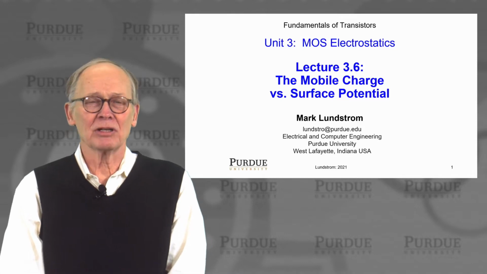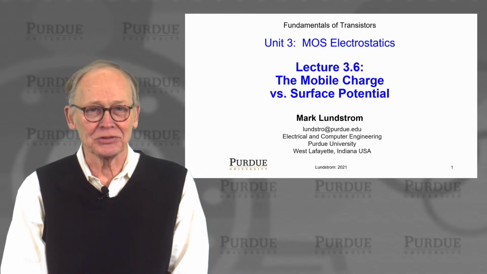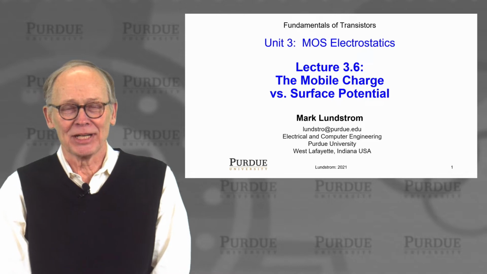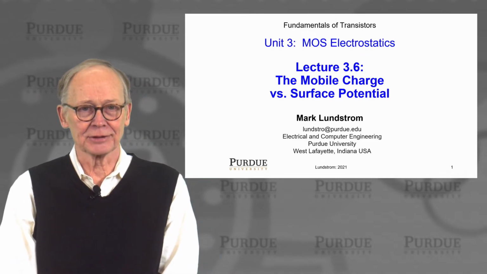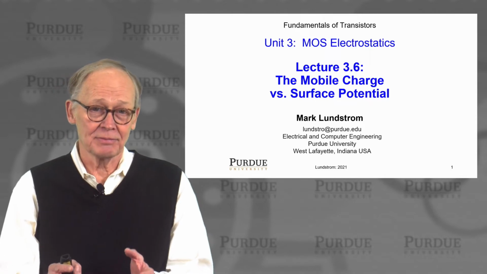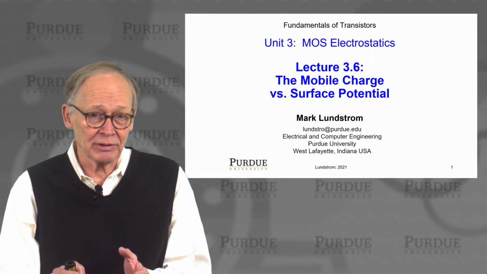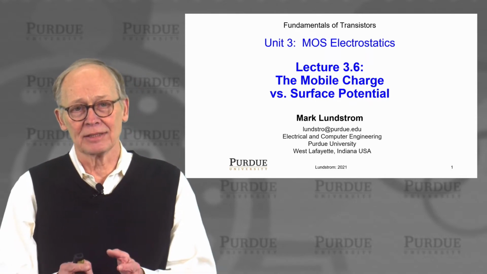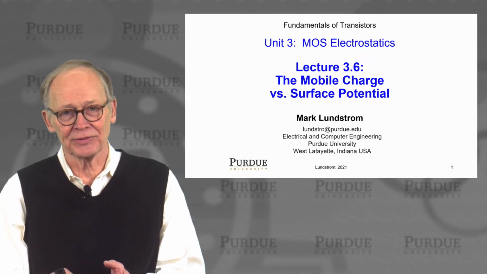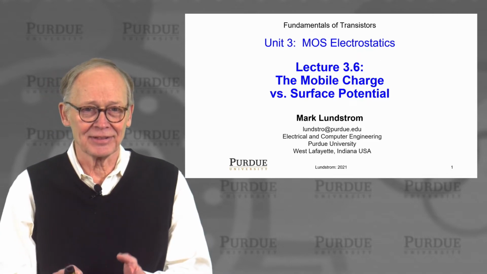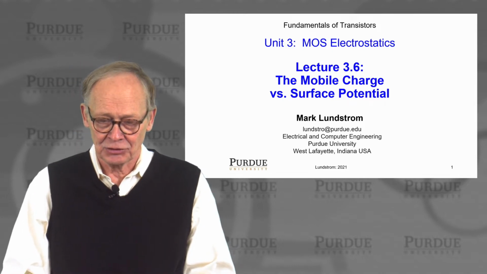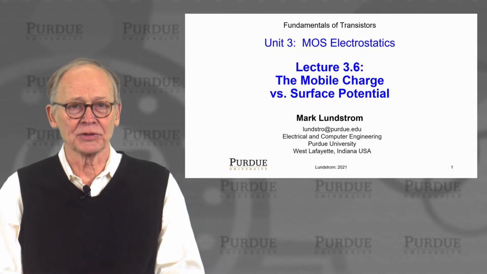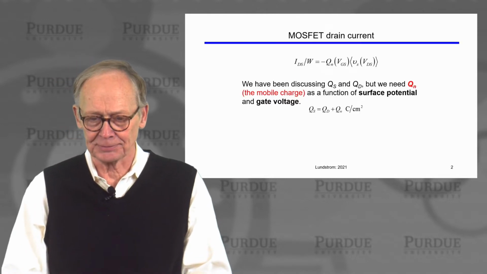Okay, well, welcome back to this long unit. I hope you're sticking with me. We're going to talk about the mobile charge in the next two lectures. The mobile charge, this is the mobile electrons for an N-channel MOSFET, the mobile holes for a P-channel MOSFET. These are the carriers, these are the charges that carry the current in the transistor. So we'll talk about mobile charge versus surface potential in this lecture.